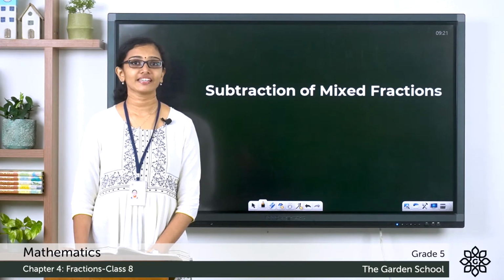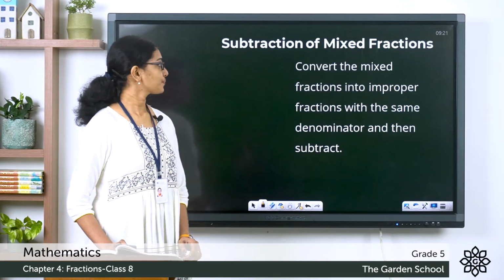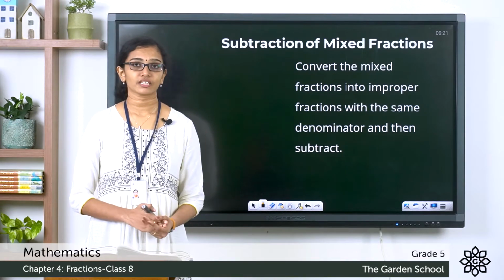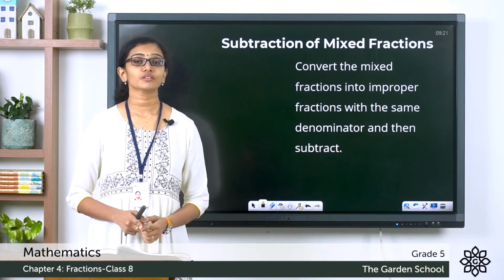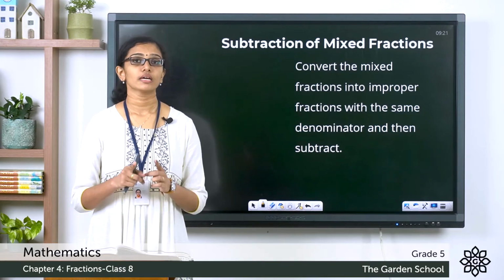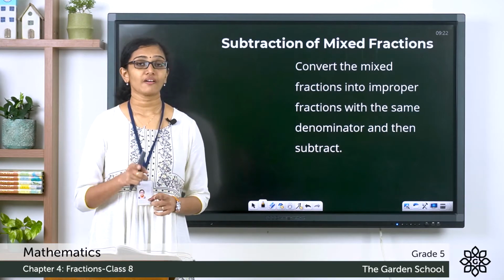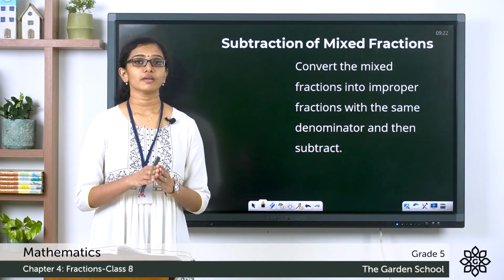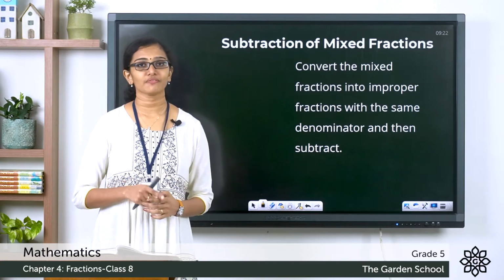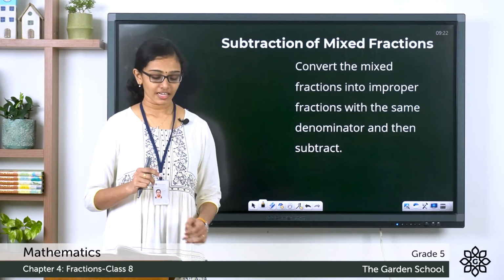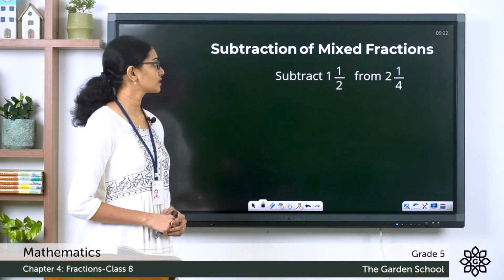Let's learn how we can subtract mixed fractions today. How do you subtract mixed fractions? When you have mixed fractions to be subtracted, first you convert the mixed fractions to improper fractions, and if the improper fractions have different denominators, you have to make the denominators the same by finding the LCM and then proceed with the subtraction. Now let's see that with an example.